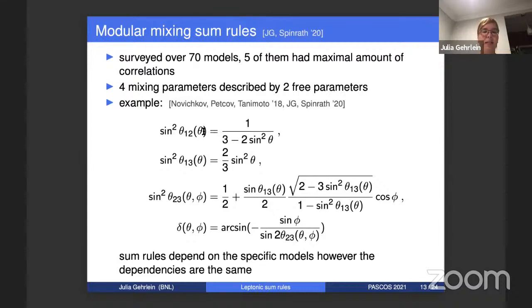We see that θ12 and θ13 both only depend on this free parameter theta. We see that θ23 and the CP violating phase additionally depend on this free model parameter phi. This example is very specific to this model from these authors shown here. However, the dependencies, that two of the PMNS parameters θ12 and θ13 only depend on one of the model parameters, whereas θ23 and delta additionally depend on the phase, this is the same in all the models we found.